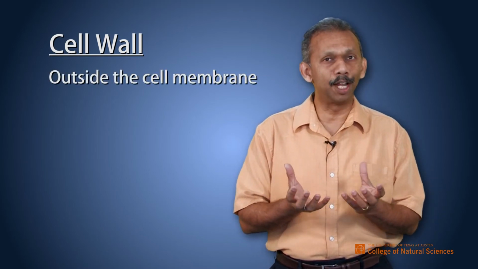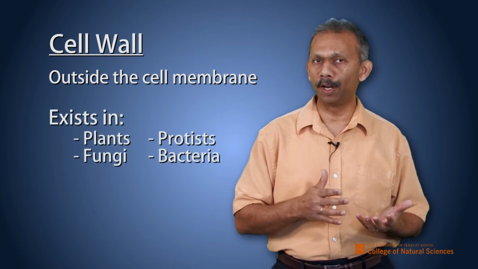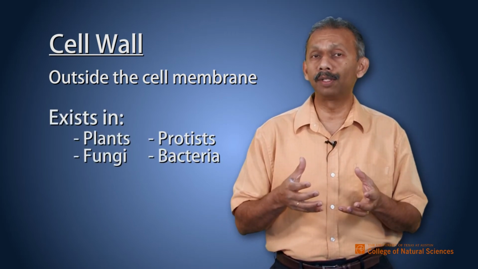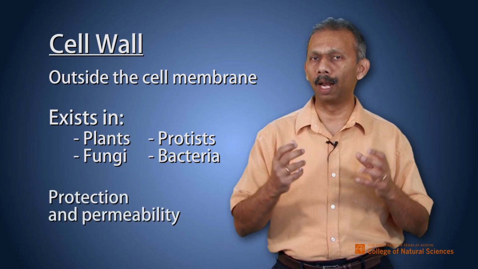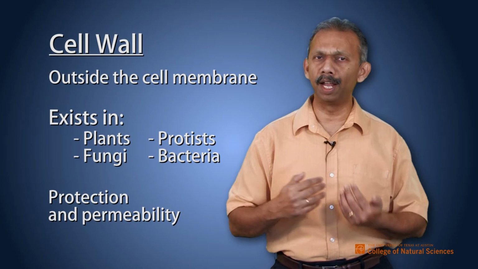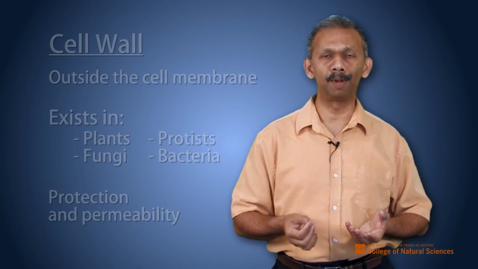Last, we come out of the cell, where the cell membrane encloses the cell, and that's what defines the cell. Then the cell wall in plants, fungi, and some protists, as well as bacteria, protects the cell and also helps with molecules going in and out of the cell, selective permeability, in addition to the plasma membrane.